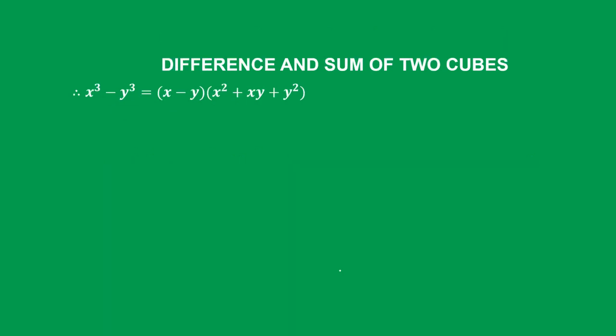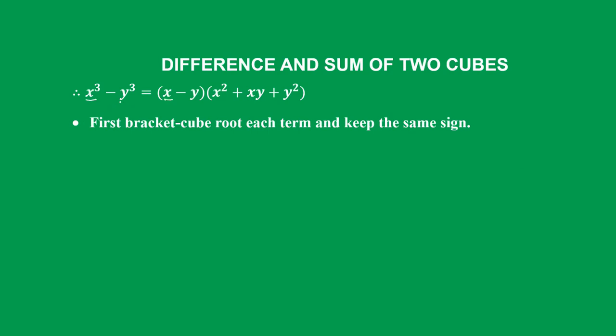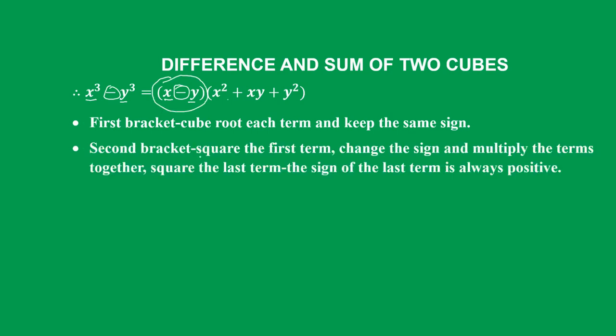Let's discuss this. So what do we do? Same thing. First bracket, cube root each term and keep the sign. So you cube root x cubed, you get x. Cube root y cubed, you get y, you keep the sign. And then the second bracket comes from the first bracket. Square the first term, so it's x squared, change sign from minus to plus. And then multiply the terms, x times y, xy. And then we have the last term, which is always positive. You square y there, becomes y squared.